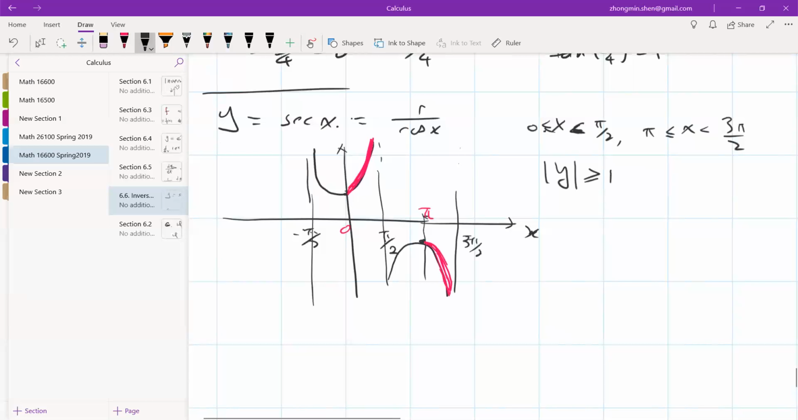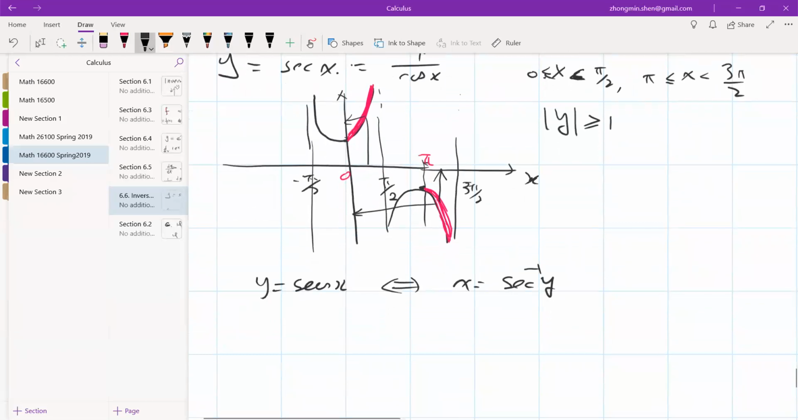So now the domain of the function is broken, but at least it's monotonic. It's not always increasing, but at least it's a one-to-one function. So for any x, you can get the y value, and for any x here, you can get the y value, and you can reverse the procedure. So y equals secant x, and same as x equals secant y, and you can draw the graph of the inverse.